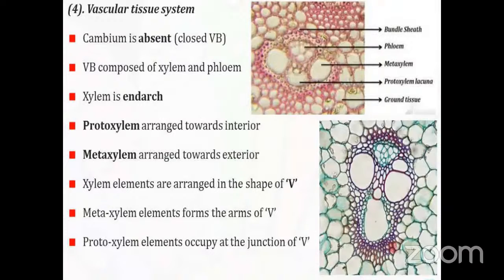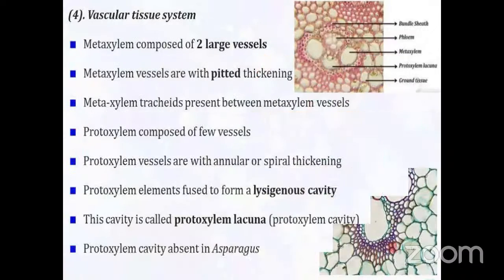Then vascular bundle is composed of xylem and phloem. Xylem is endarch. Endarch means protoxylem is towards the center and metaxylem towards the periphery. Then protoxylem is arranged towards the interior. Then xylem elements are arranged in the shape of letter V. Then metaxylem elements form the arms of V, whereas protoxylem elements occupy the junction of the V.